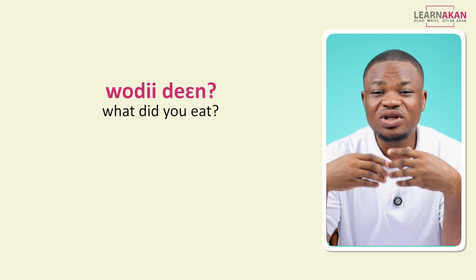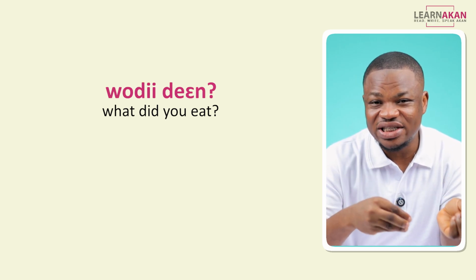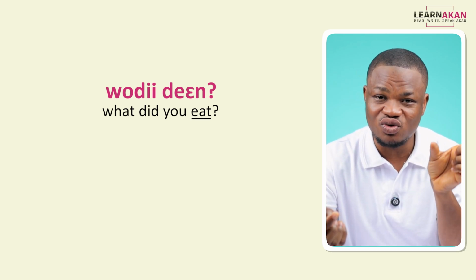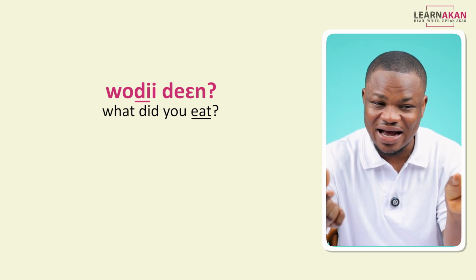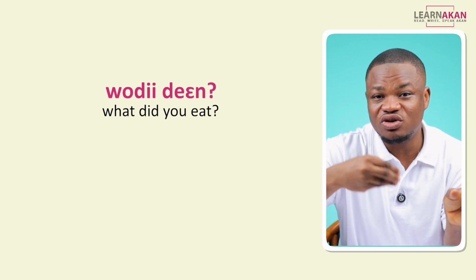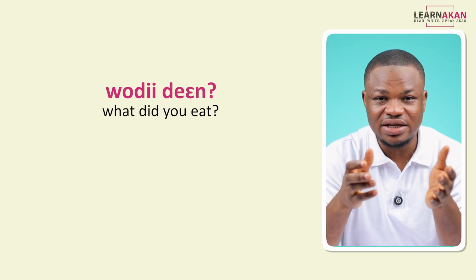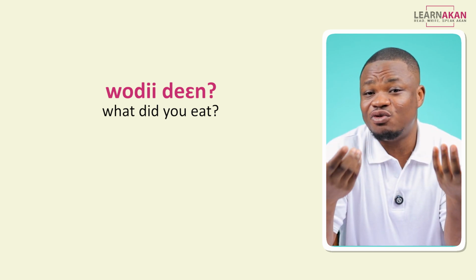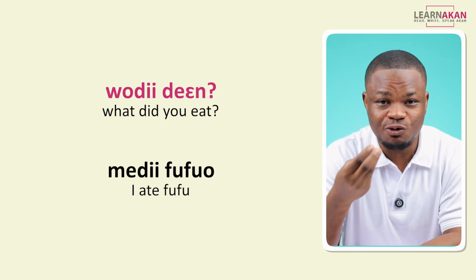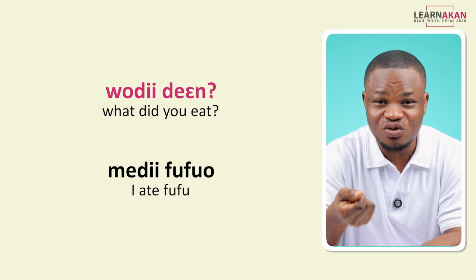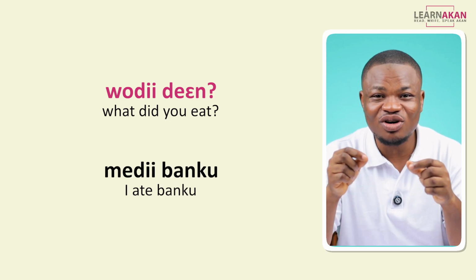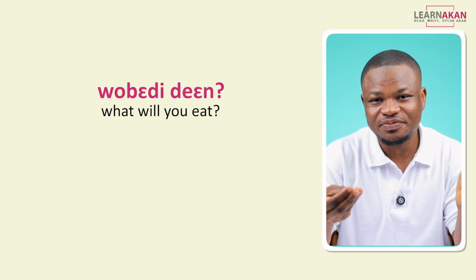If you want to ask, "What did you eat?" you can ask "Wudi dien?" So we are using the transitive version of the verb to eat, di, here, because we are asking what it is that you ate, right? So "Wudi dien?" What did you eat? And to respond to this, if you ate fufu, you can answer with "Midi fufu." If you ate banku, you can answer with "Midi banku."